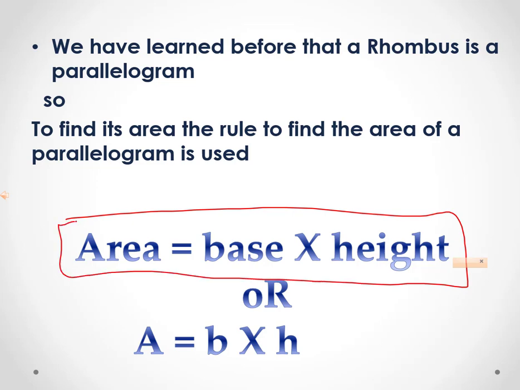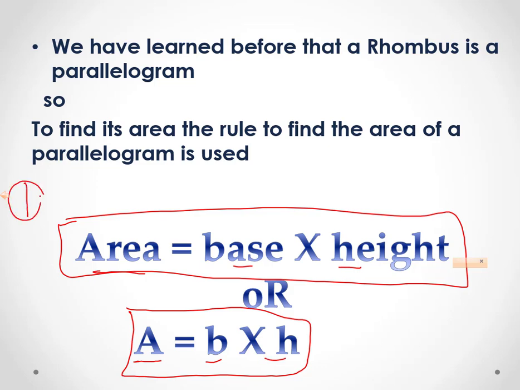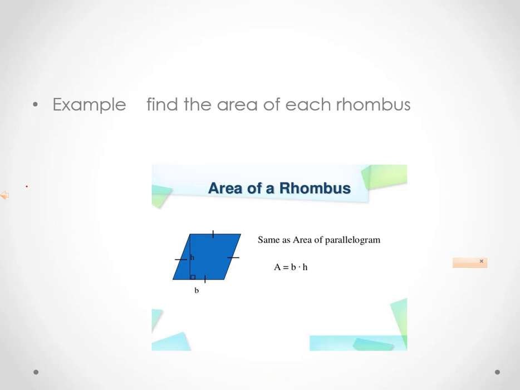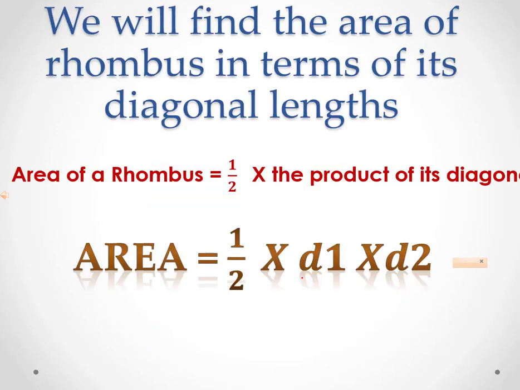Or A equals base B times H. Area denoted by A, base denoted by B, and height denoted by H. So that's the first rule to find the area of a rhombus. Area equals base by height. As you see here in this rhombus, the base is B and the height is H. So we can find the area of a rhombus by multiplying B by H.